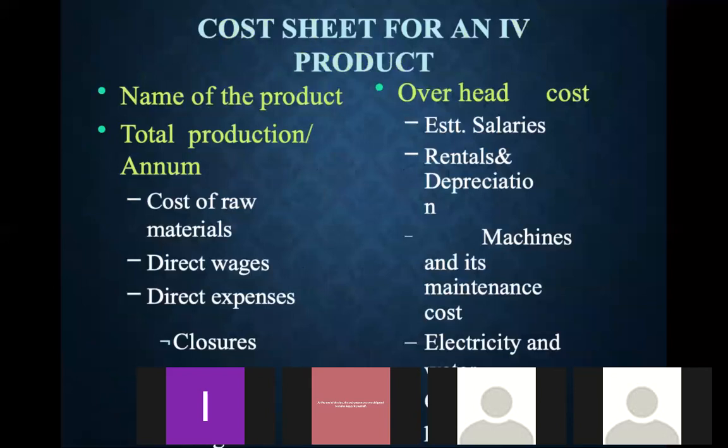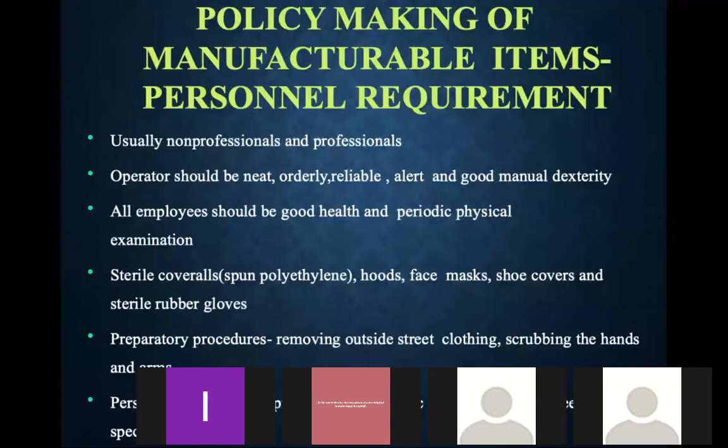So is it clear? Cost sheet, you have to prepare for that. Now policy making of manufacturing items, personnel requirement. Because they have trained personnel, they have some ancillary staff also required. Pickers, whatever it is, there also. So non-professionals and professionals. Professional means the pharmacists, the pharmacy technicians, they are professionals.